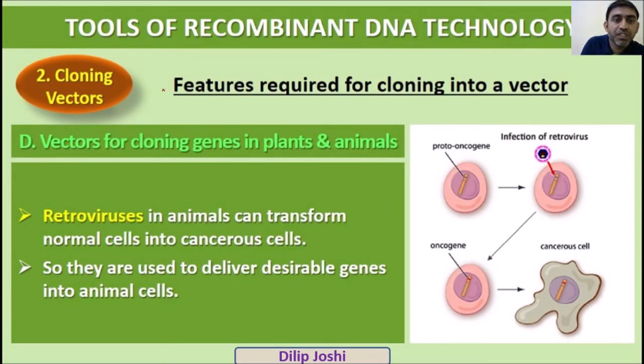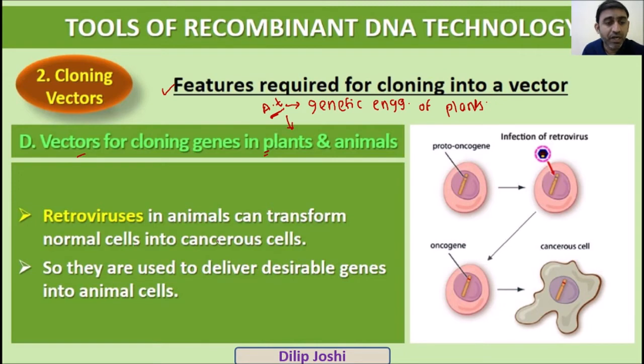So what are the features required for cloning into a vector? Vectors for cloning genes in plant and animal: we saw in the case of plants, Agrobacterium tumefaciens, which is also called the genetic engineer of plants. Agrobacterium tumefaciens. Remember this line.